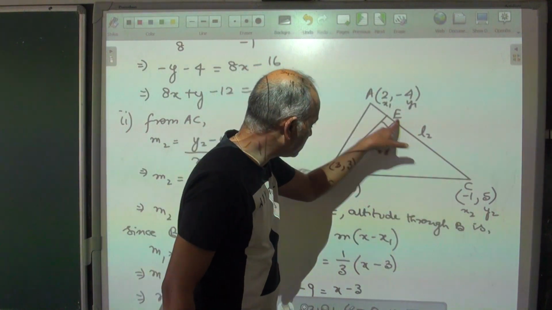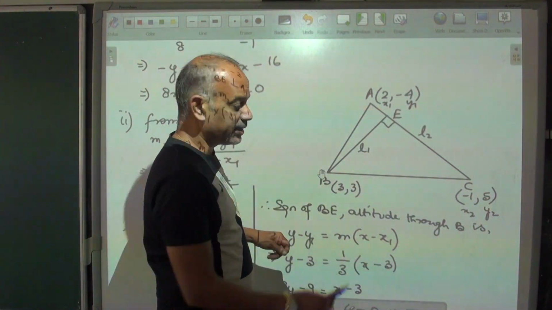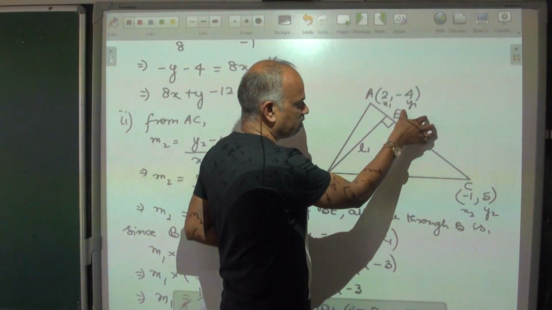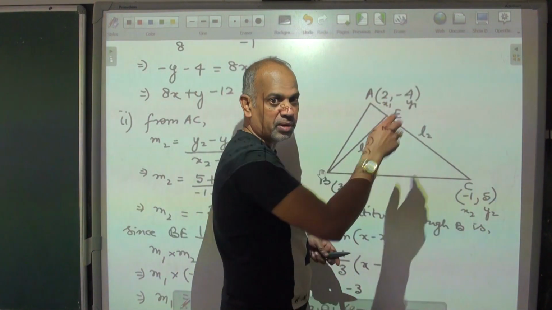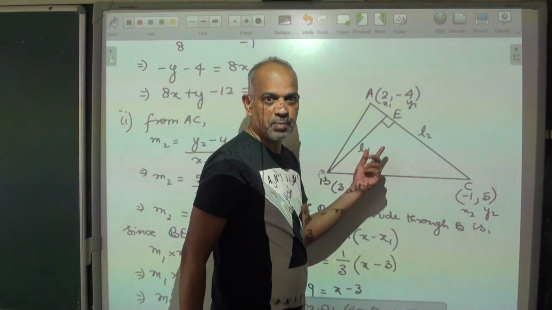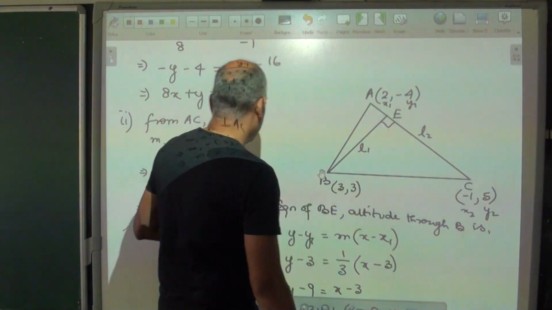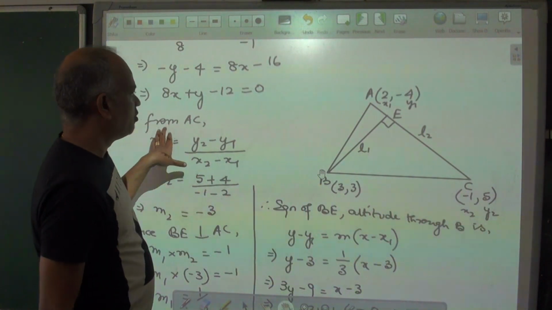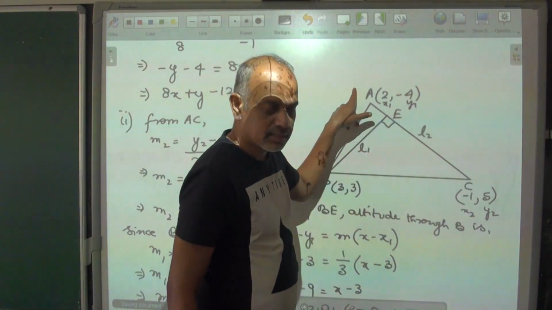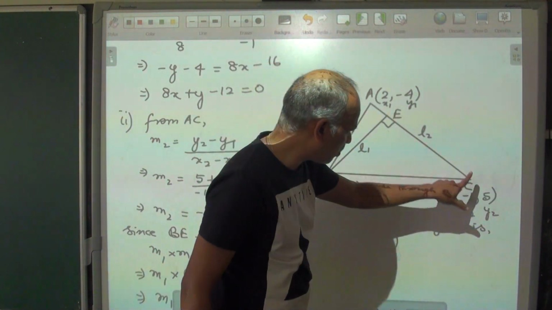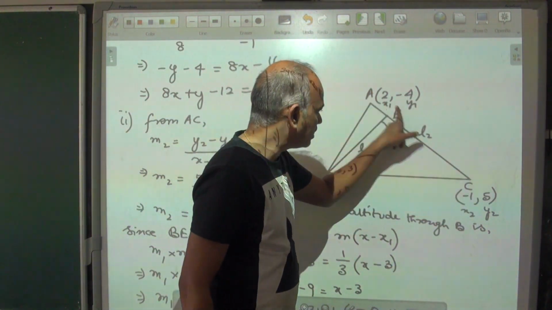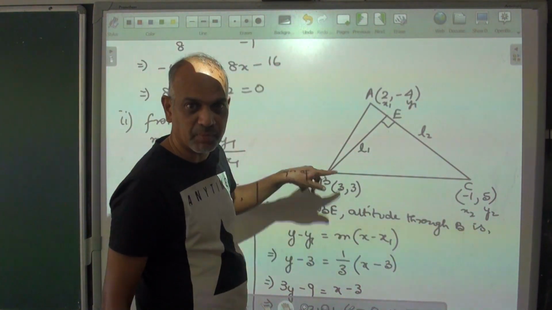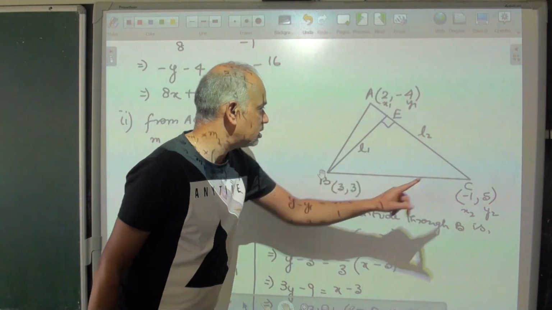You know that this line and this line are perpendicular, which means their slopes are related. If the slope of this is M1, the slope of this line is M2, M1 into M2 is equal to minus 1, because these two lines are perpendicular to each other. So what we will do first is, for the second part, on the line AC you know point A and point C. Two points are known, find the slope of this line. If you know the slope of this, you can find the slope of this because they are perpendicular. So let's find the slope of this.